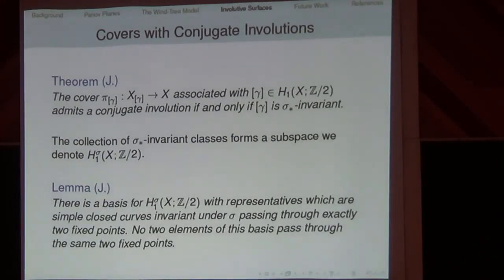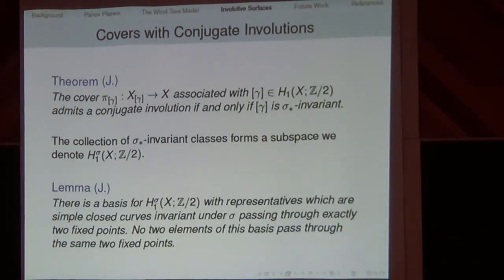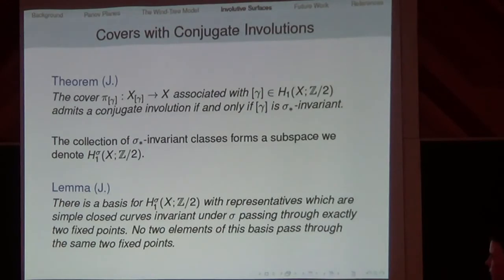Okay. So these covers that you get by parameterizing things in homology will admit a conjugate involution if and only if the homology class you pick is invariant under the action in homology of the original involution. This forms a subspace of homology that I'll call H1 sigma, where sigma is my involution on the original surface. And it turns out that you can find a basis for this subspace where the representatives are simple closed curves, invariant under the involution. Each one passes through exactly 2 fixed points, and no 2 pass through the same 2 fixed points.